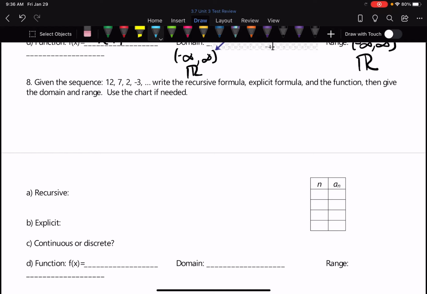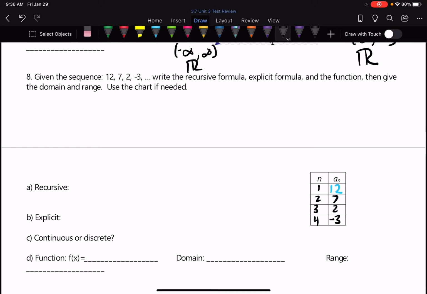We know our original, our a sub 1 is 12. Then following, we've got 7, 2, and -3. That means our n values are going to be 1, 2, 3, and 4. Let's find our difference. So I've got 12 to 7, that's -5, 7 to 2, -5, 2 to -3, that's -5. So our difference is equal to -5. And we have our a sub 1 at 12.